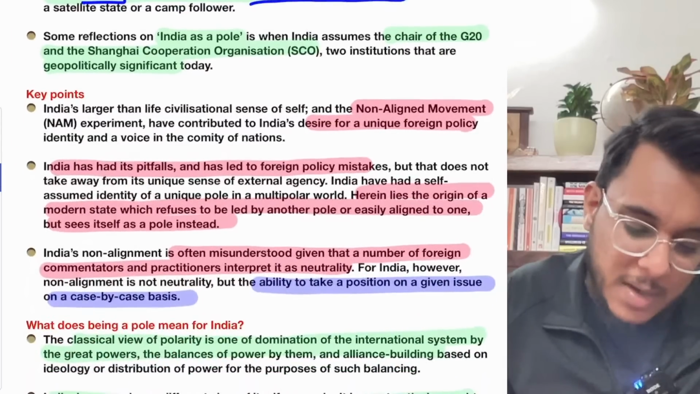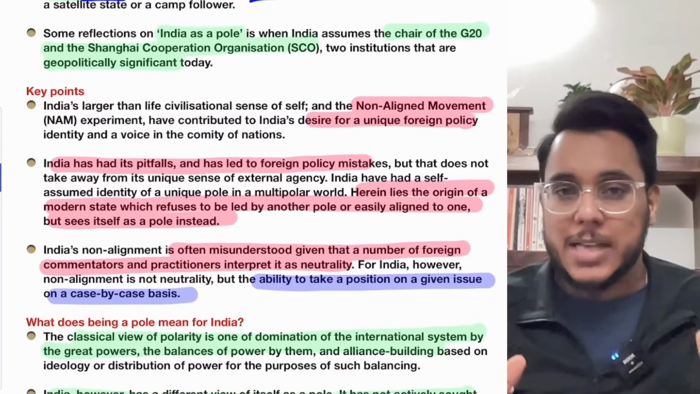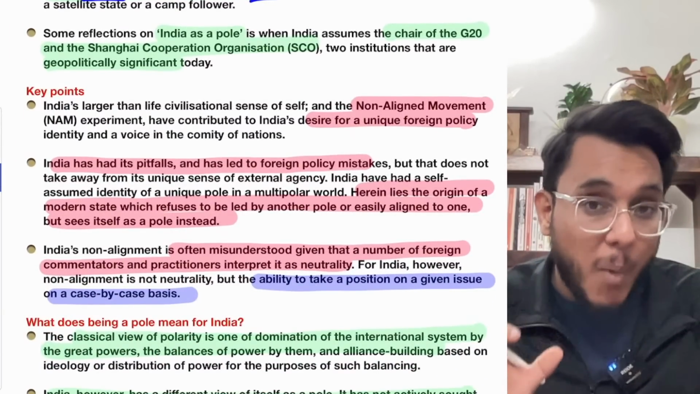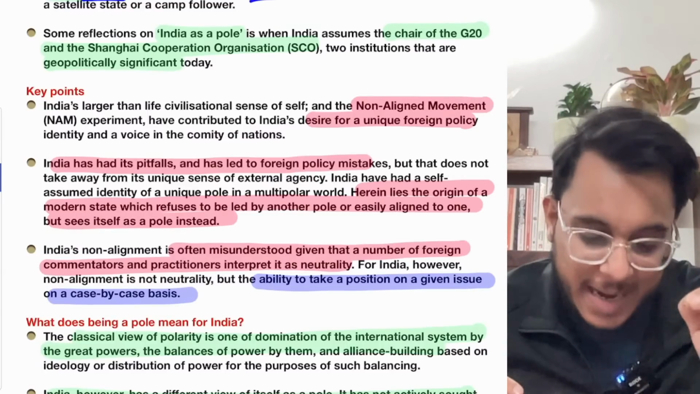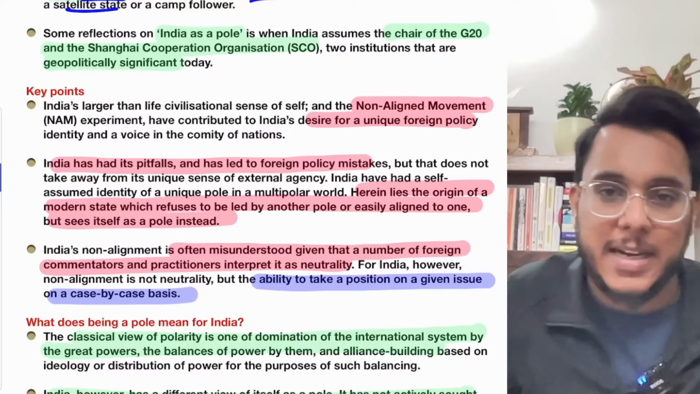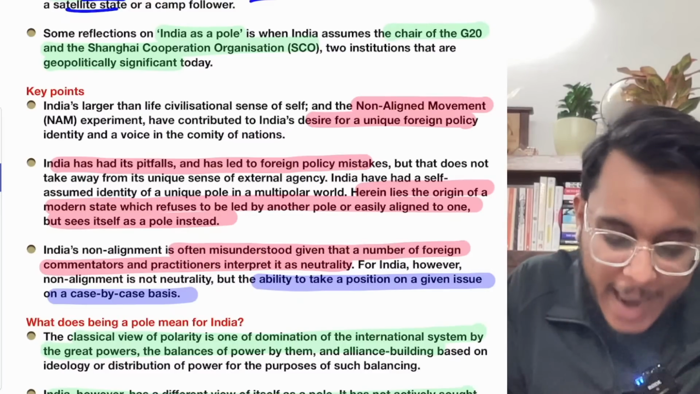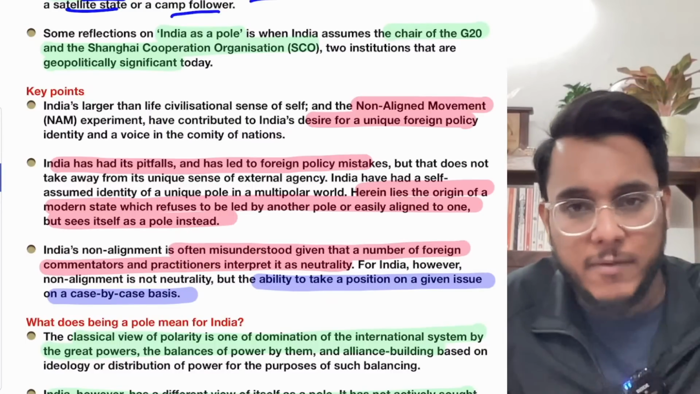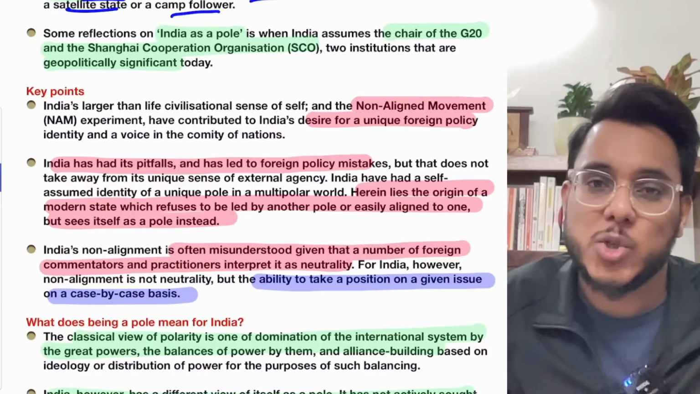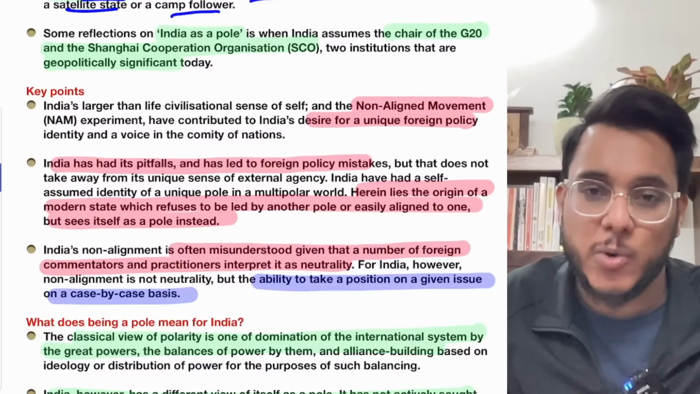Now, what does it mean? Now, you see this particular thing, India as a pole means India is an important country which can swing the entire equation. India is just not a satellite state or a camp follower. For example, Pakistan, it is just a camp follower which very conveniently chose the USA's camp during the Cold War.